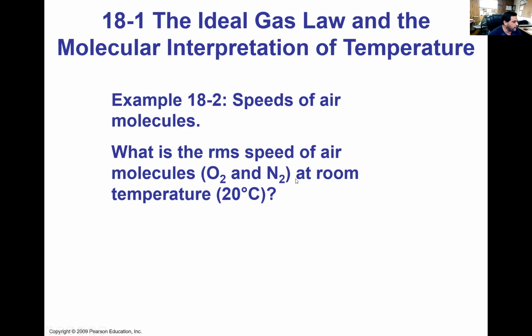So we're going to calculate root mean square. What is the RMS speed of air molecules, O2 and N2, at room temperature? The first thing we need to do is take a look at the masses of your oxygen and your nitrogen. We know that 1 U in mass from the previous chapter is 1.66 times 10 to the minus 27 kilograms.